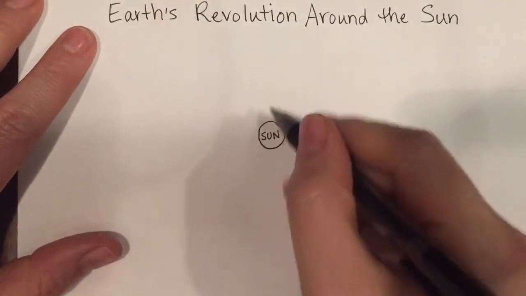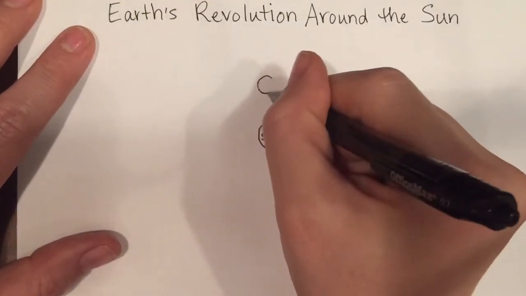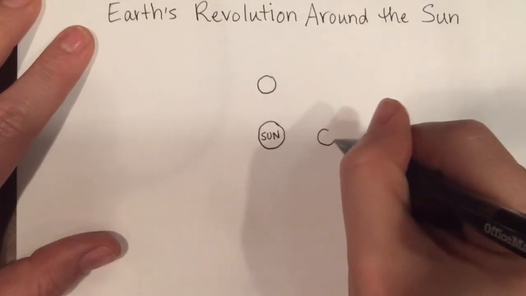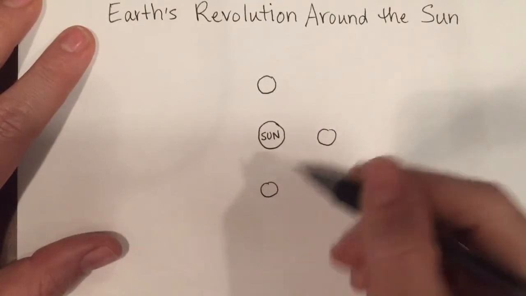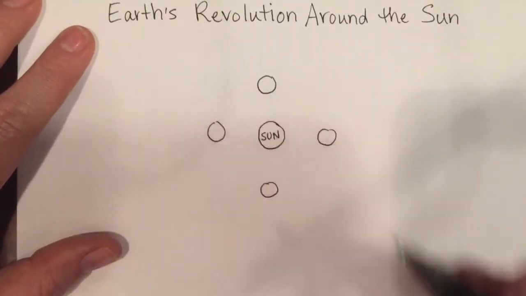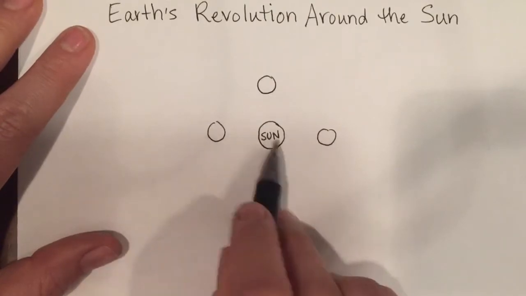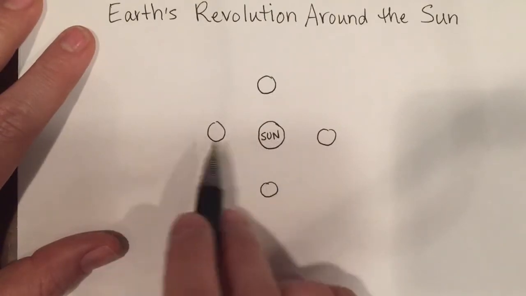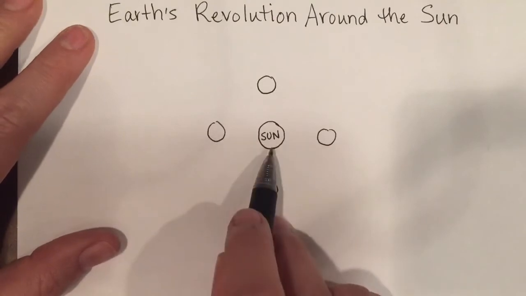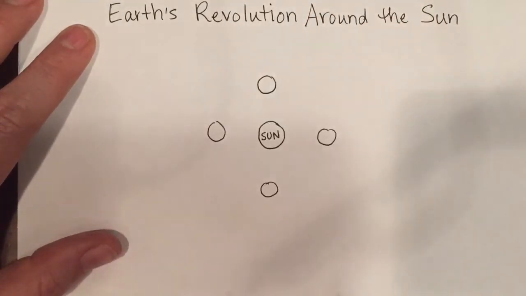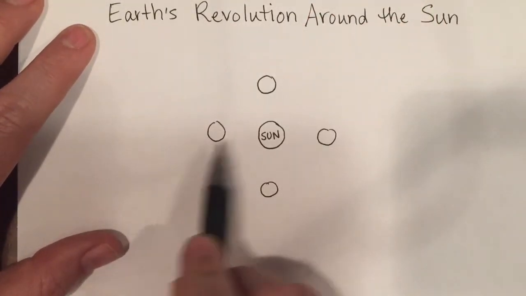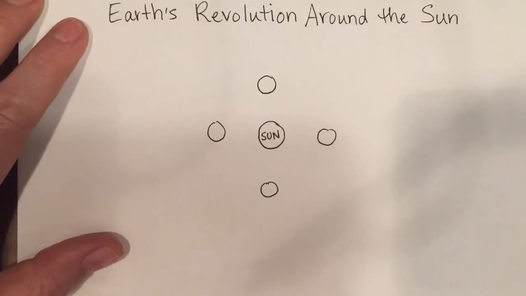Now I'm going to add the Earth in 4 different positions. 1, 2, 3, 4. Please note that the sun is not scaled to the Earth. The sun, compared to the Earth, in reality is a lot bigger, but for the sake of getting it on one piece of paper, we are scaling the sun down.